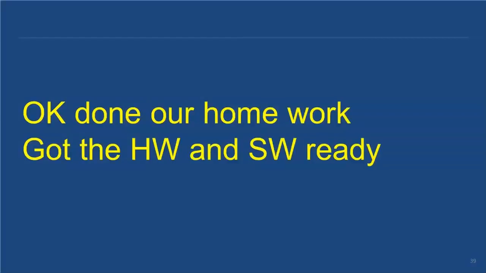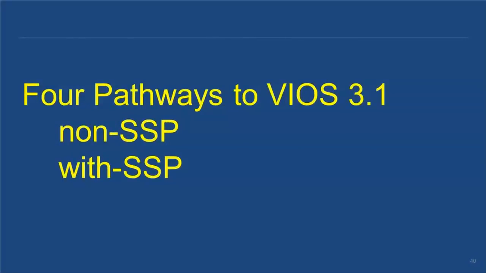So we've done our homework, we've got our hardware and our software ready. So let's think about doing some upgrades. Now, this is where things get complicated. There's 4.5 pathways to upgrading to 3.1. And there's 4 pathways, but they're slightly different whether you have a shared storage pool or you don't have a shared storage pool. So you could say this is 9 pathways, but we'll try and keep it simple.